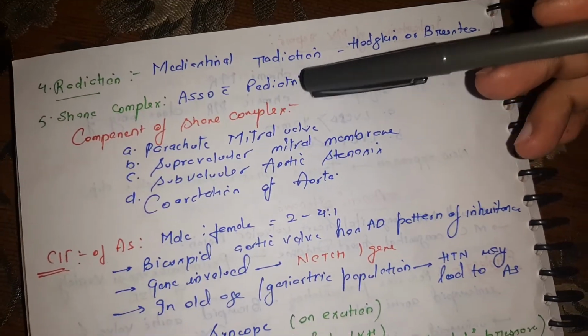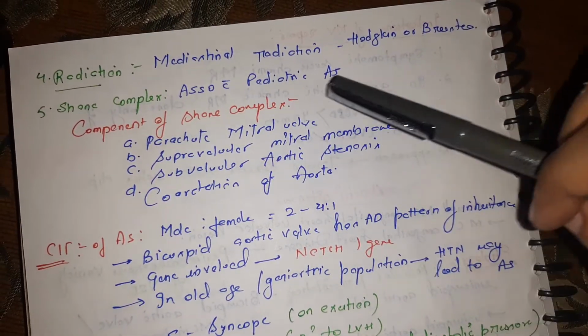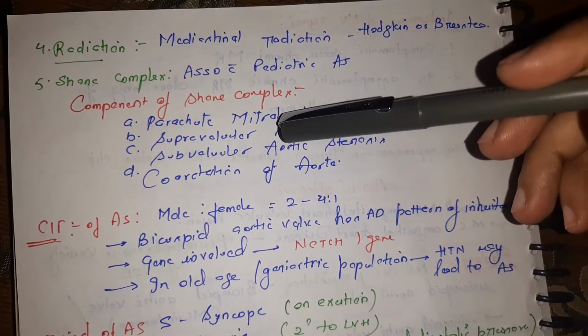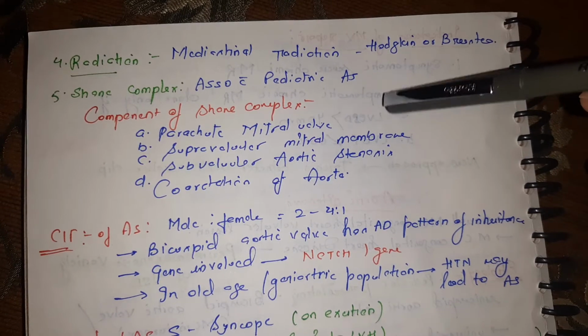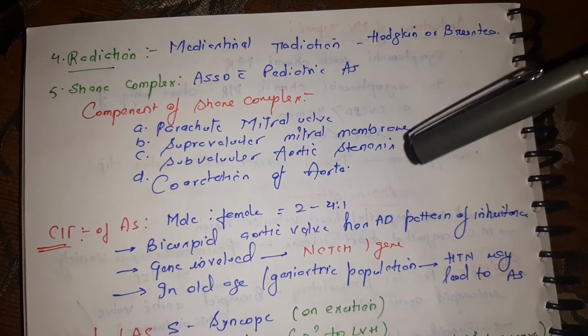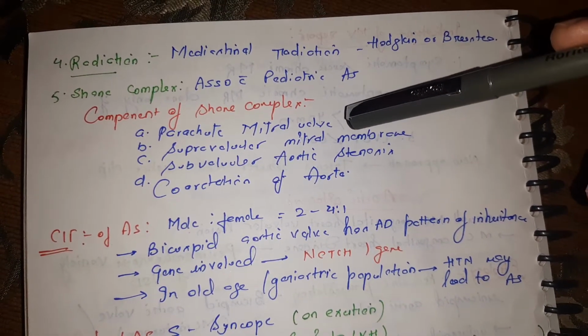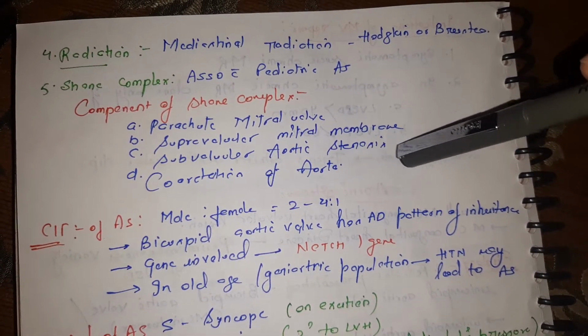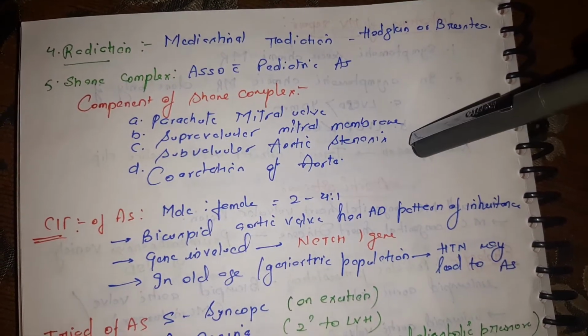So there are some other causes like mediastinal radiation, Hodgkin, and there is Shone complex. Shone complex is associated with the pediatric age group. That is, there will be parachute mitral valve, supravalvular mitral membrane, subvalvular aortic stenosis, and coarctation of the aorta.